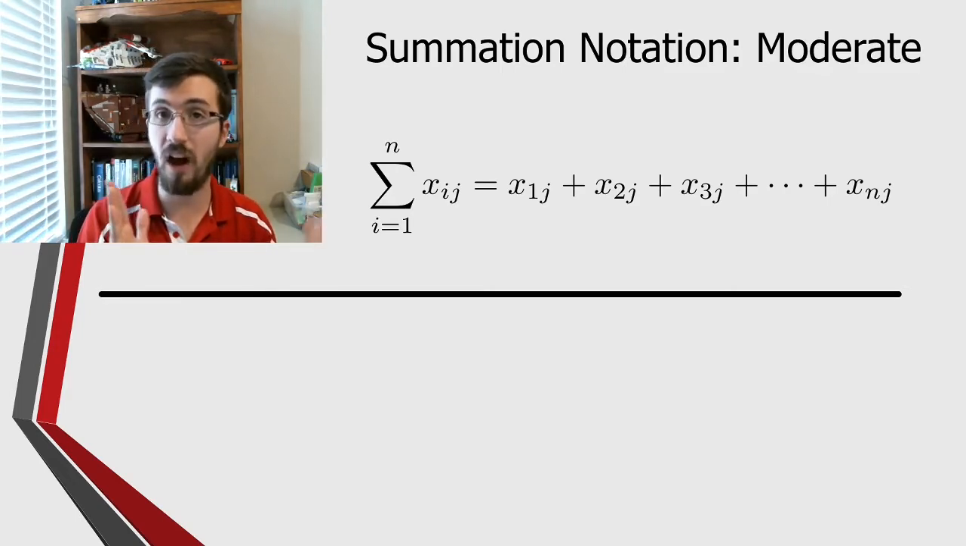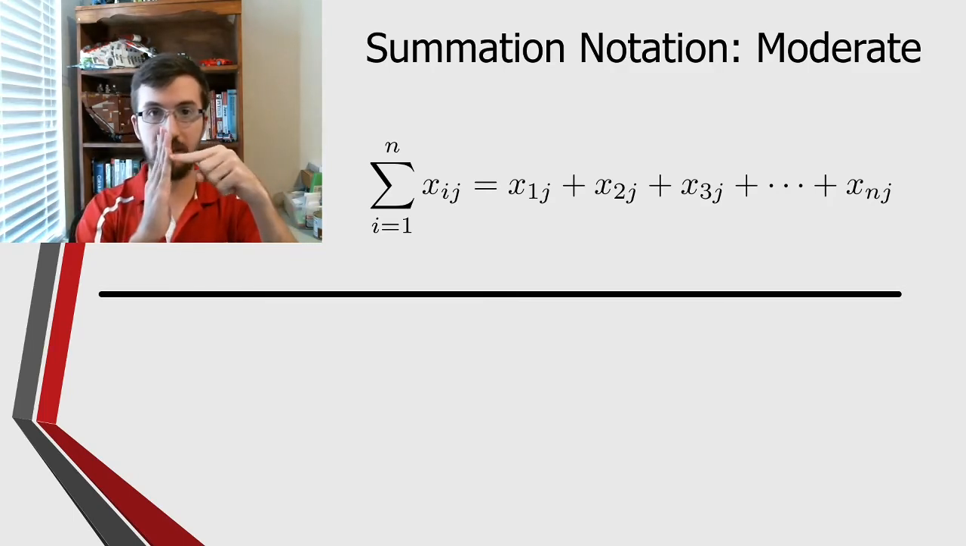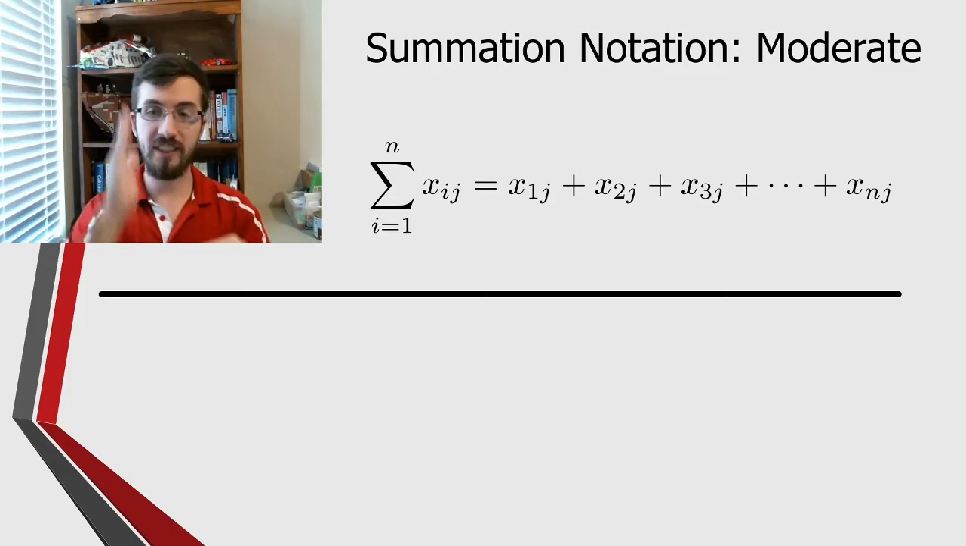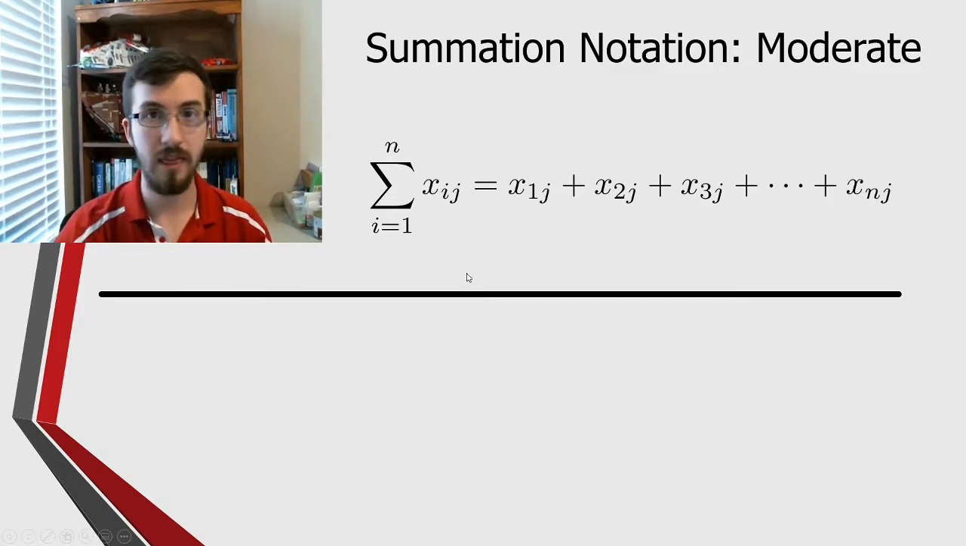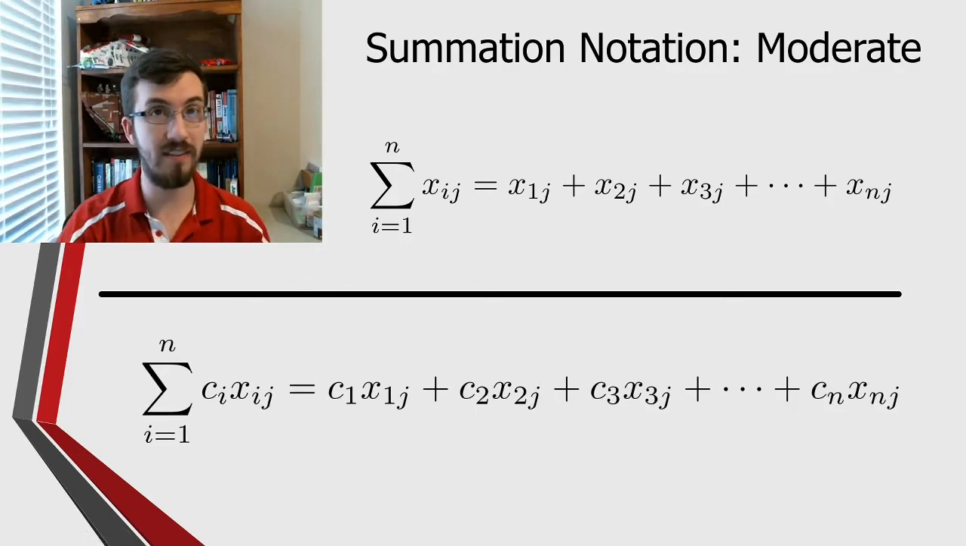Doesn't matter what column it is, we're just doing it for that whole column, right? So we have the first row, x1j plus x2j plus x3j, and so on, all the way till you get to the very bottom, xnj, right? That's all it is.